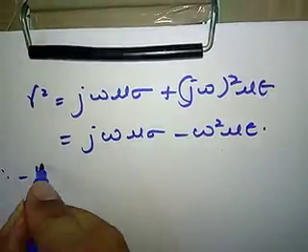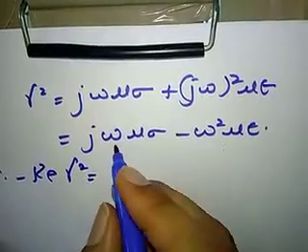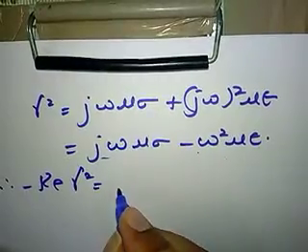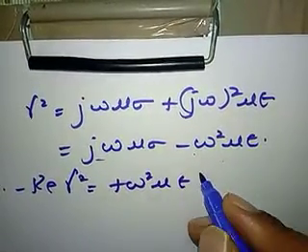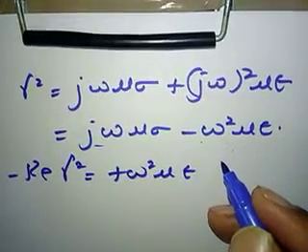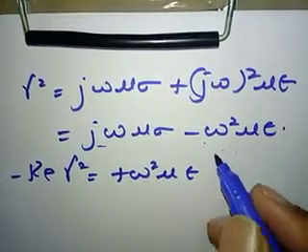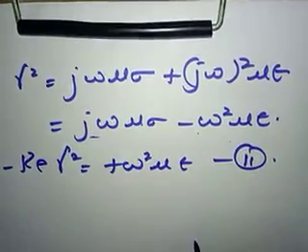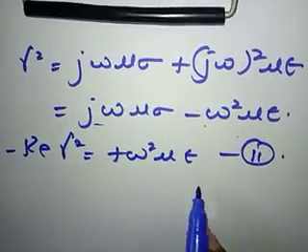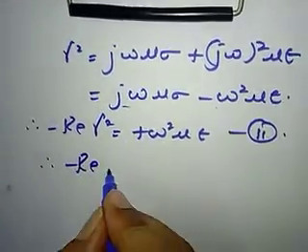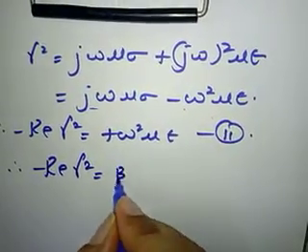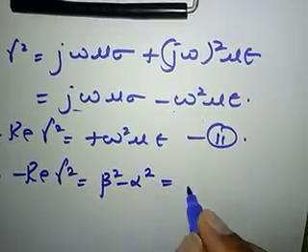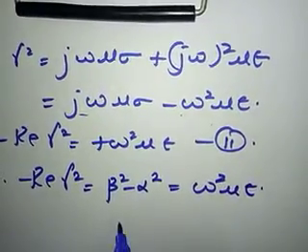So therefore minus real part of gamma square will be equal to, what is the real part here? This consists of an imaginary part, so this is our real part, which will be plus omega square mu epsilon. Fine students, let us take this as equation number 11. So we have plus omega square mu epsilon. Therefore minus real part of gamma square, that is beta square minus alpha square from equation number 10, is equal to equation number 11 also, that is omega square mu epsilon.